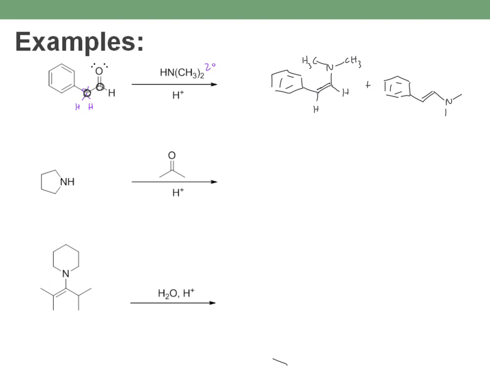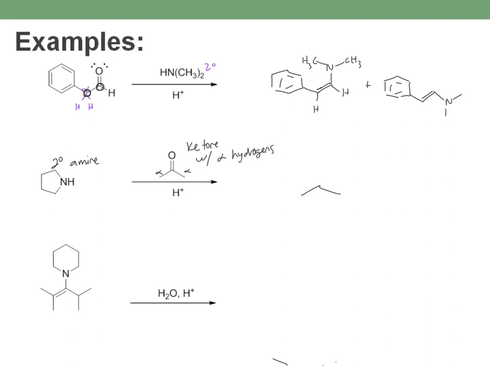Same thing if I look at this other one. Again, I have alpha hydrogens. It doesn't matter which side I pick from. I have a secondary amine. I switch the spots. It doesn't make it a different reaction. The idea here is that you have a secondary amine and you have an aldehyde or ketone. Here we have a ketone with alpha hydrogens.